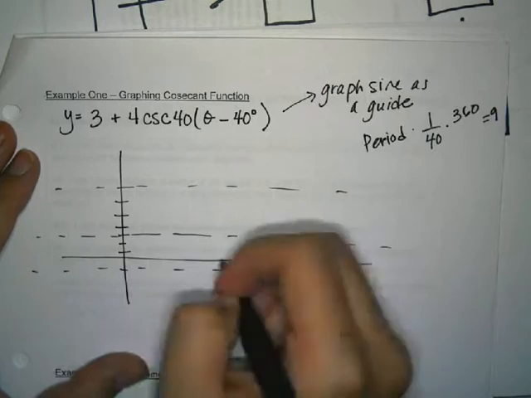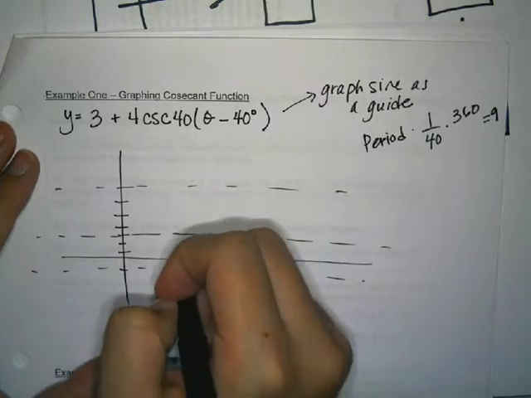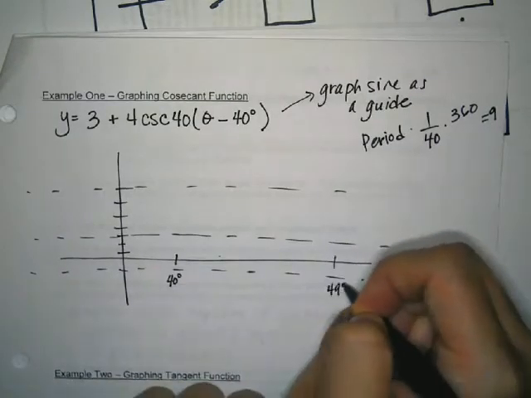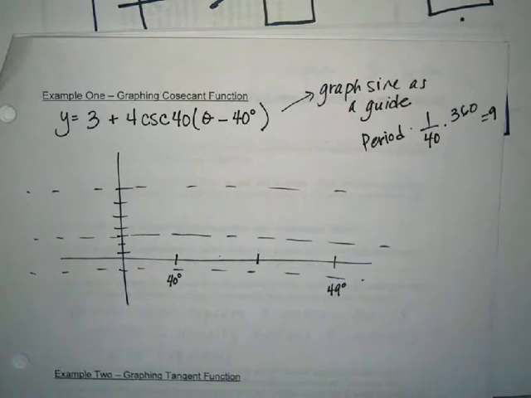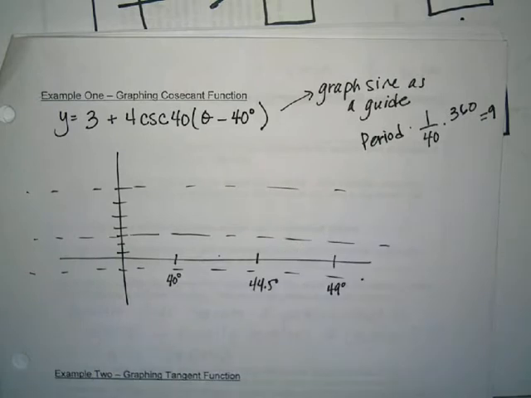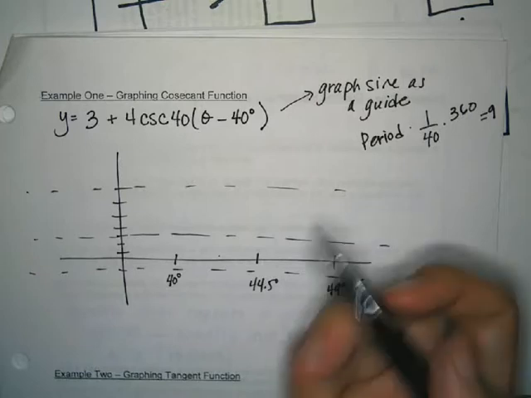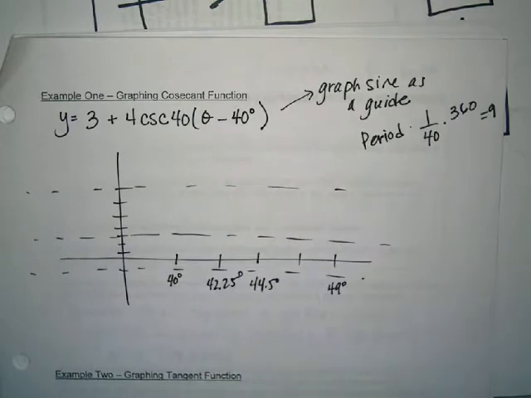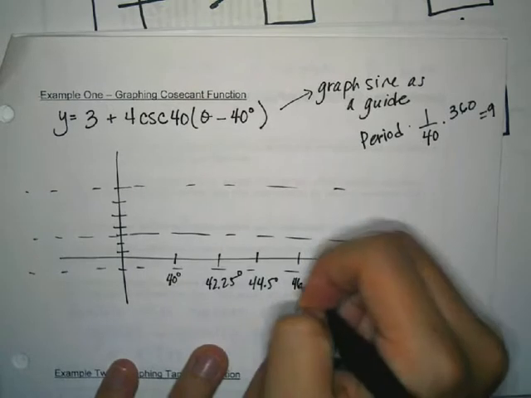So 49 degrees. Halfway between 40 and 49 is 44.5. Halfway between 44.5 and 40 is 42.25, and halfway in between 44.5 and 49 is 46.75. Okay.